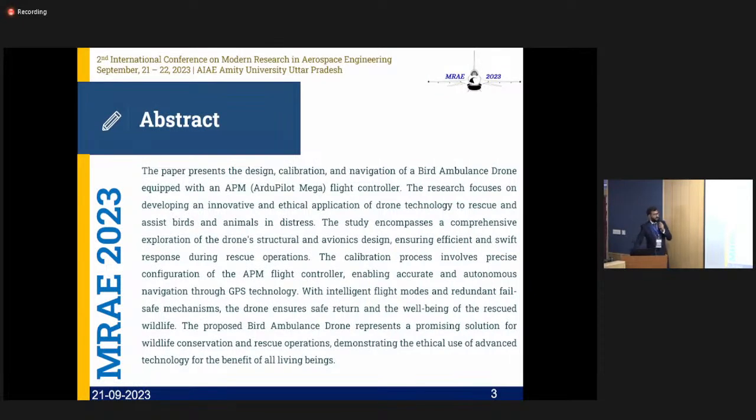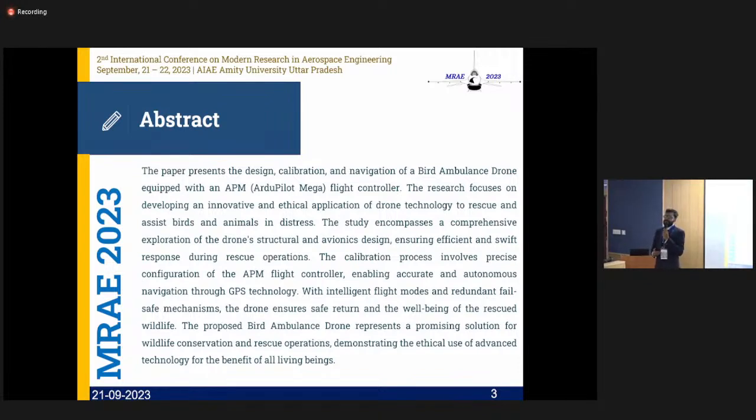So the abstract is that most of the time when we are in a public place, we may see that a small puppy or small bird gets injured. We feel that we would like to save their lives. Of course, we are not veterinary doctors. But at the same time, we may be busy, right? We may not know how to take them to the hospital or how to give them medical aid. So you can just give a call and the drone will be there to save them. That is the motto of this project.